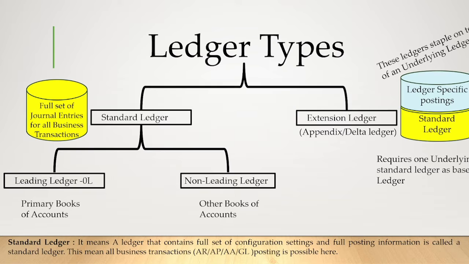Now ledger types. How many ledgers we have in S4? We have two ledgers, standard ledger and extension ledger. What is standard ledger? It means a ledger that contains full set of configuration settings and full posting information is called a standard ledger.